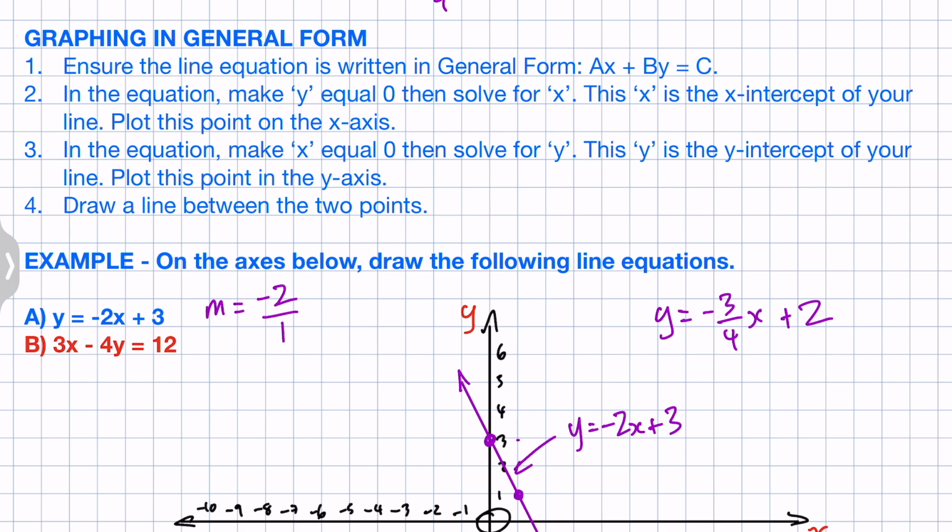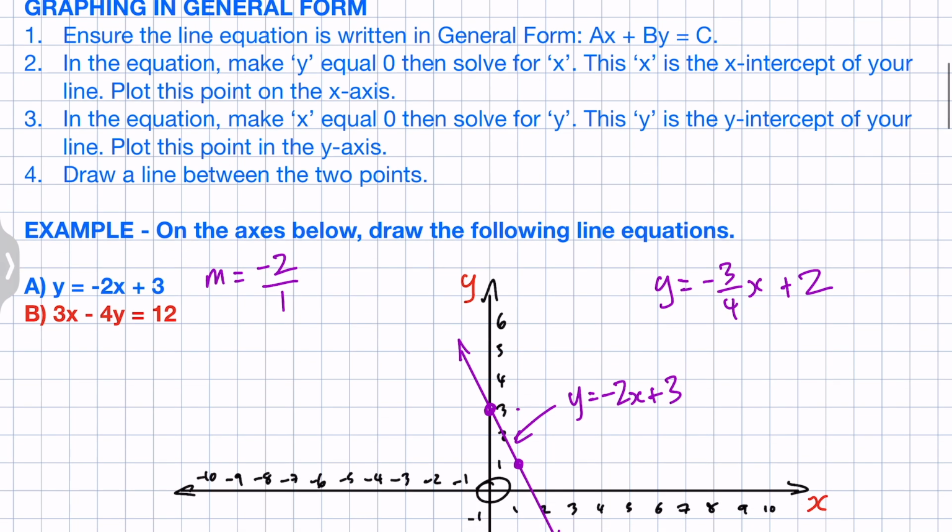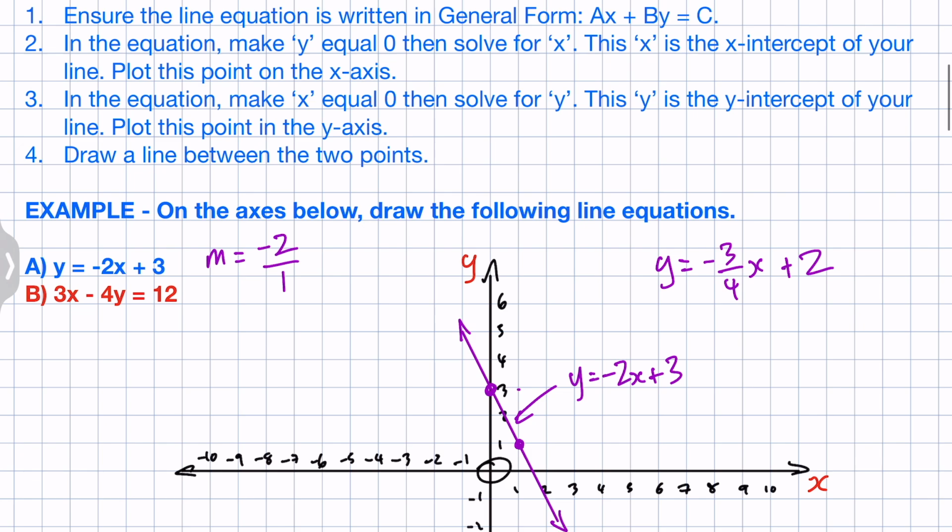Wait, I don't get where X is from. Which question? For A. For A. I just don't. Okay, you look at the 3. Yeah. That tells me to put my dot at 3. There. Yeah. How do I decide what direction the line goes?